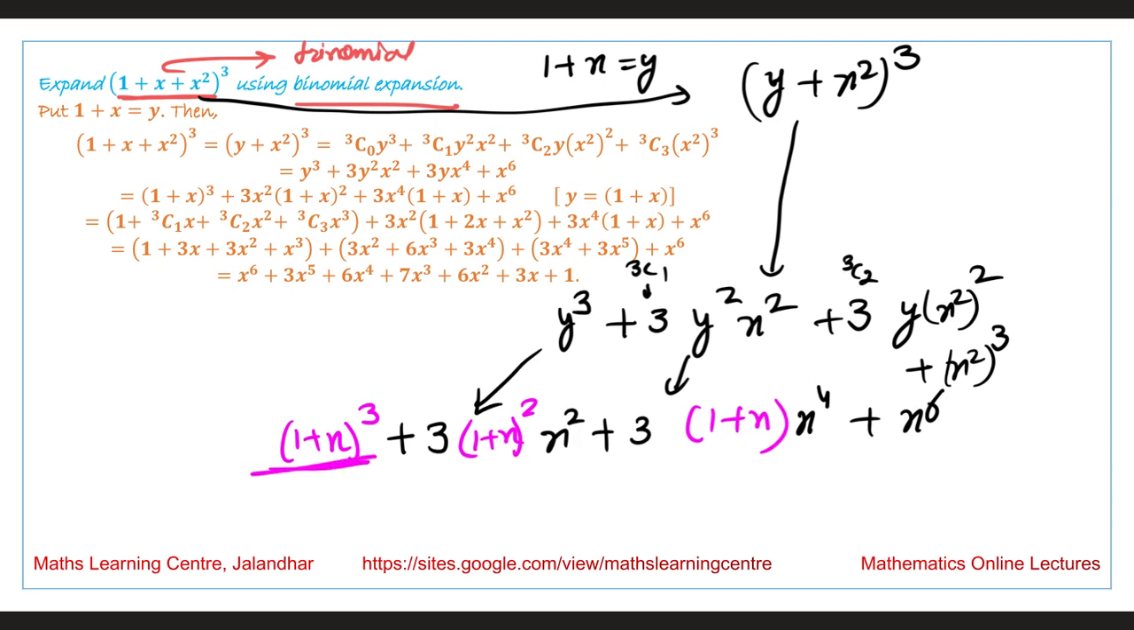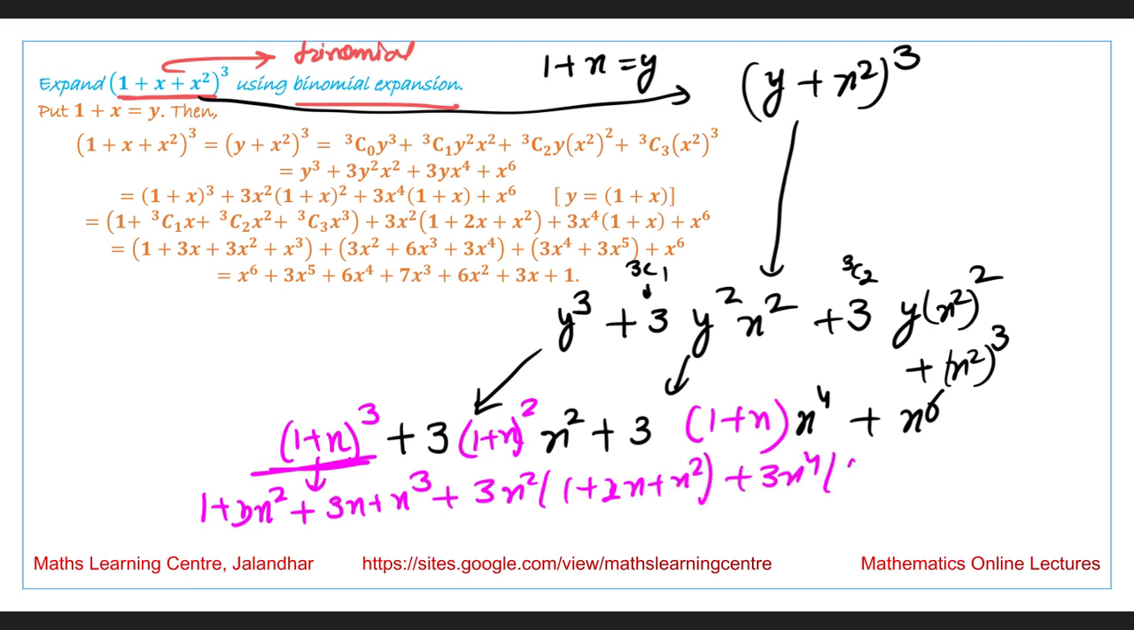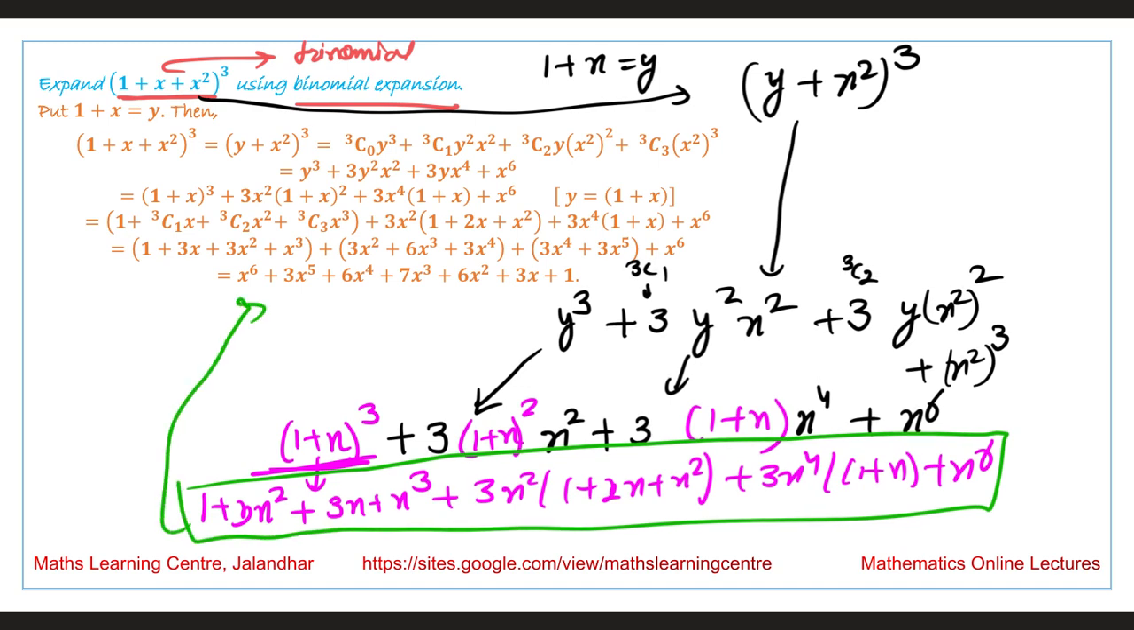So again, by applying the binomial theorem on this, we get (1 + 3x + 3x^2 + x^3) plus 3x^2(1 + 2x + x^2) plus 3x^4(1 + x) plus x^6. On simplifying, on collecting the like terms, we obtain the final answer in this form: x^6 + 3x^5 + 6x^4 + 7x^3 + 6x^2 + 3x + 1. So this is the final answer we obtain in this case.